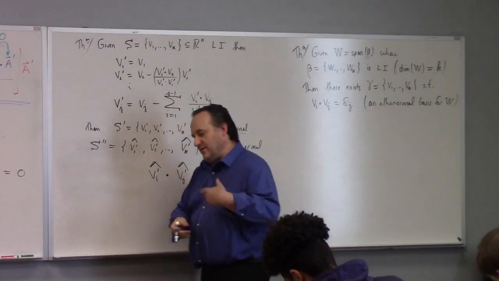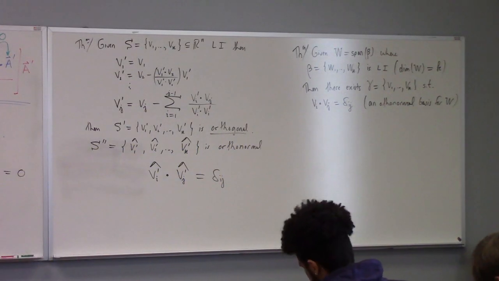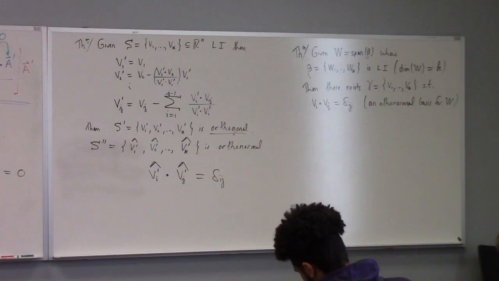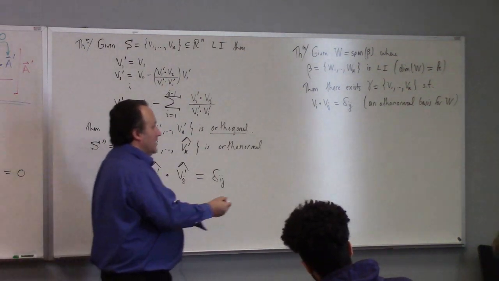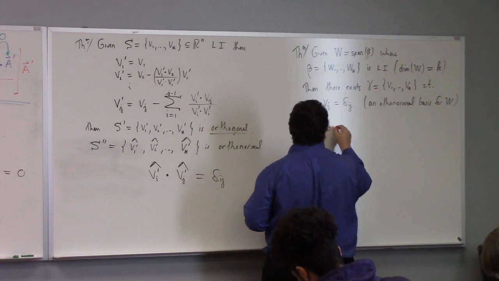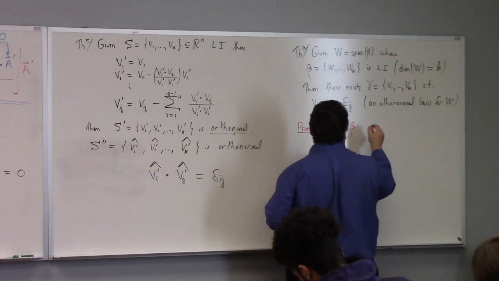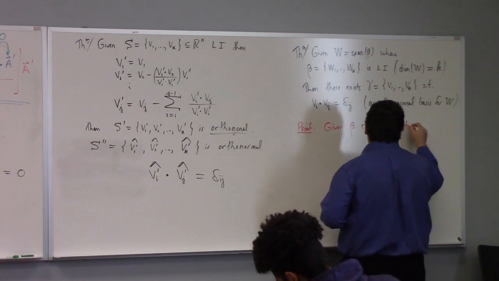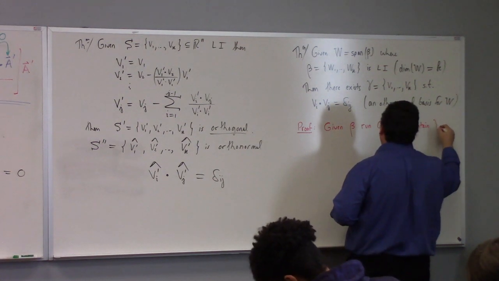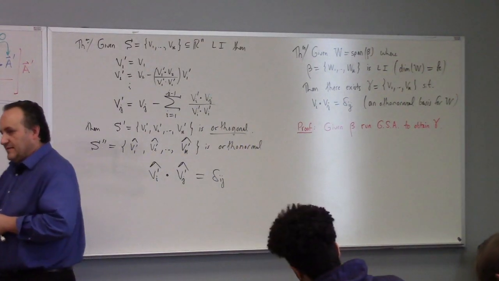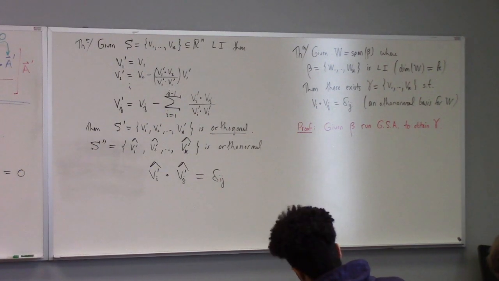So okay, what's the proof of that? Not that this is a proofs class, but you can appreciate the proof with me. It's not hard to understand. Here's the proof, guys. Given beta, run the Gram-Schmidt algorithm to obtain gamma. That's the proof. You take the linearly independent set, you run the Gram-Schmidt algorithm, voila. You've got an orthonormal set.